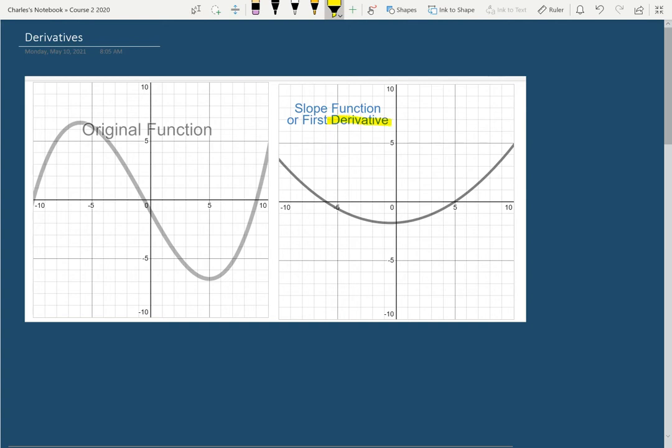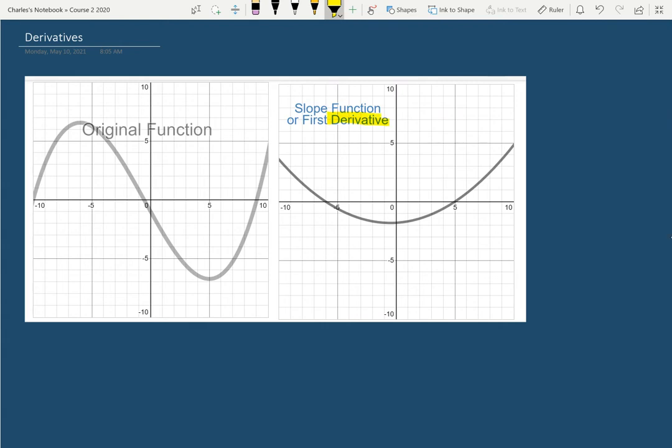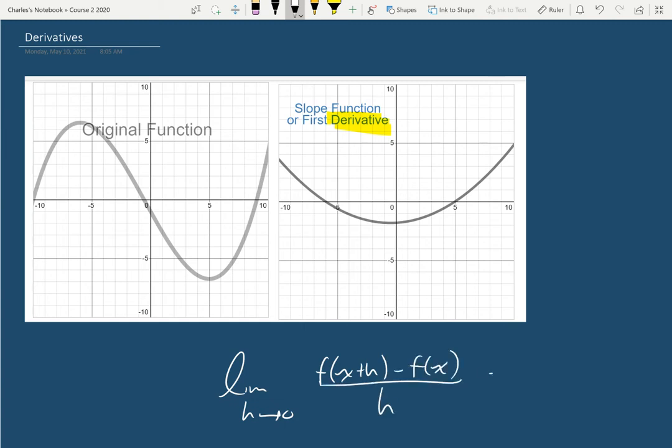Derivative is a calculus word that it's legal for us to use now because we're in the last chapter of pre-calculus. Derivative is the difference quotient: the limit as h approaches 0 of f of x plus h minus f of x, divided by h. It's the instantaneous rate of change, and it's also what we call f prime of x.